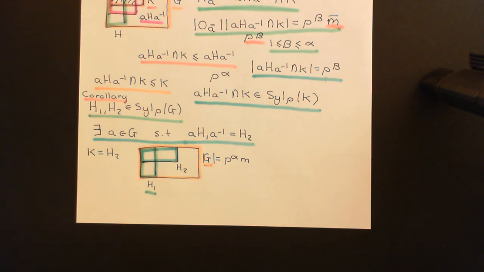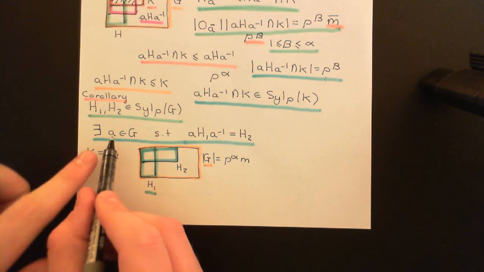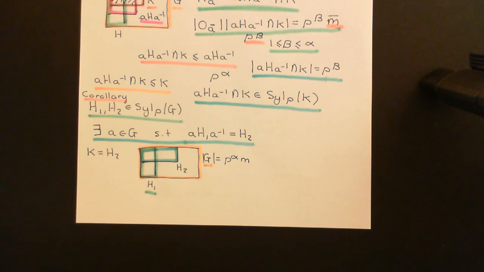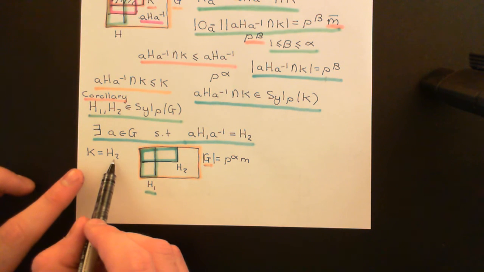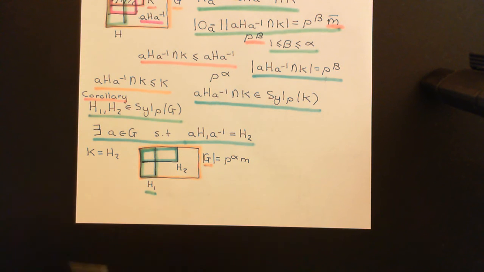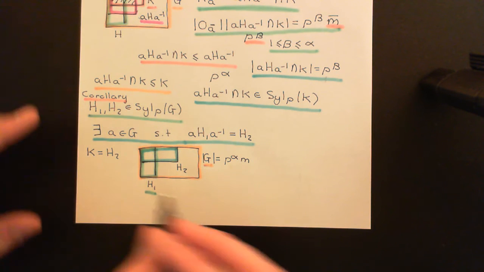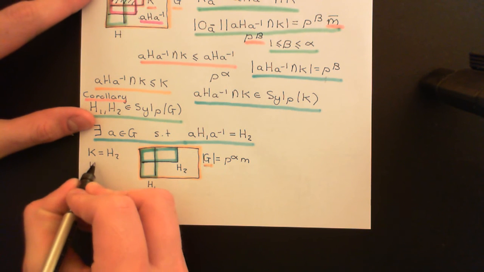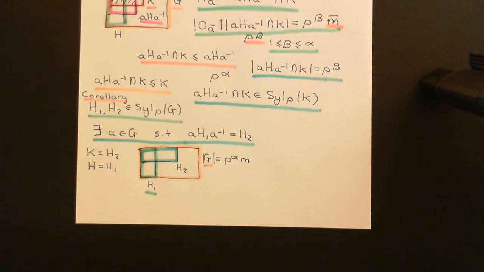What I now want to prove is that I can conjugate H1 by some element of the group and turn it into H2. So the way I'm going to do this is I'm going to use the second Sylow theorem. I'm going to let my subgroup K be equal to H2. So the K subgroup that appears in the statement of the second Sylow theorem is going to be H2, and H1 is effectively going to take the place of H in the second Sylow theorem statement.